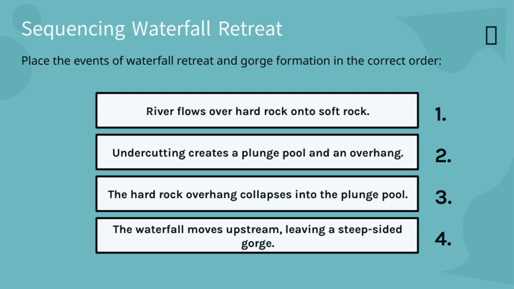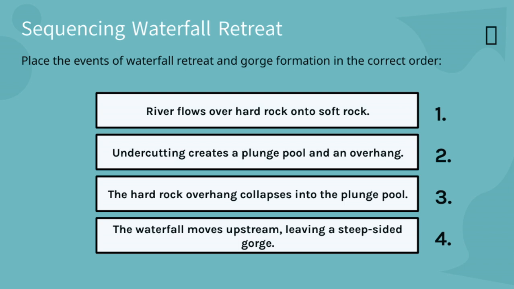A strong explanation might sound like this. A waterfall forms where a river flows over hard rock onto softer rock. The softer rock is eroded more quickly by hydraulic action and abrasion, creating a step and a plunge pool. As the soft rock is undercut, the hard rock above forms an overhang.